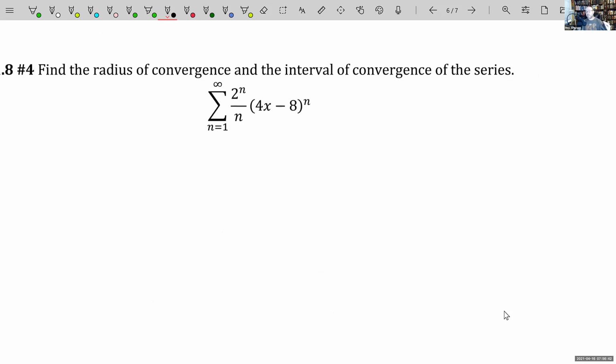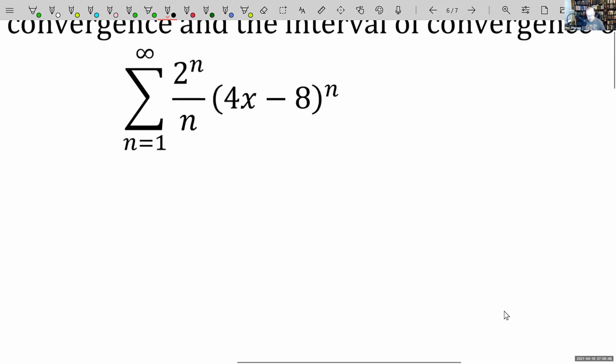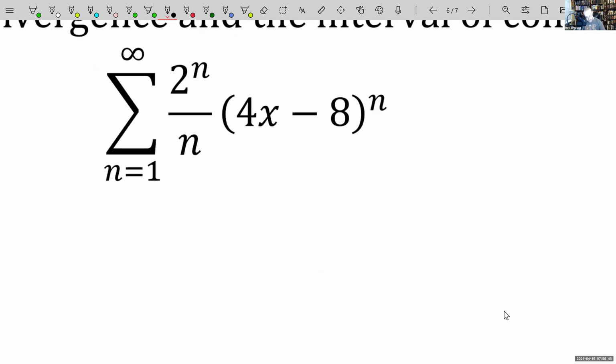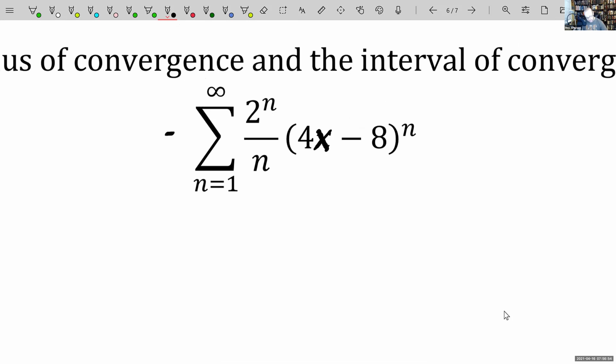So find, again, the same question. Find the interval and radius of convergence for a new power series. It is a power series because it has x in it, right? It's x right here. So it's definitely a function of x. I could even write that, it's f of x.